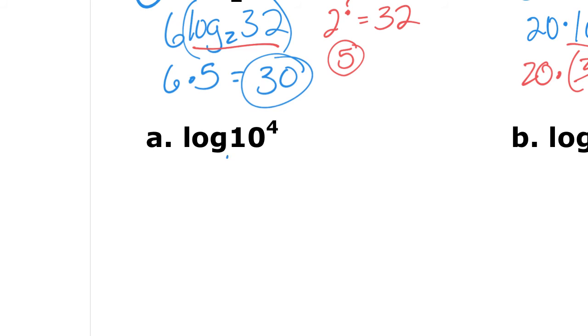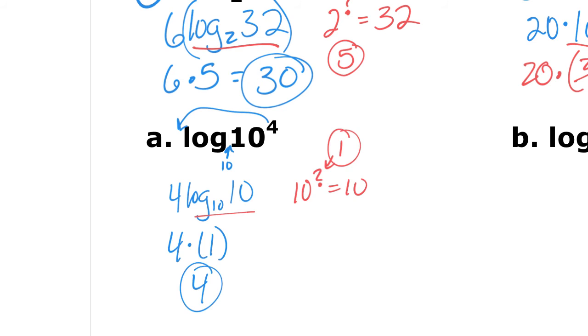In this next example, remember that if the base isn't written, that means that it's base 10, and so I can take the 4 out front, so I'd have 4 times log base 10 of 10. So when I rewrite it, I get this, and then I'm thinking 10 to what power gets me 10? That's going to be a power of 1. That's what this part equals, so 4 times 1 is 4.